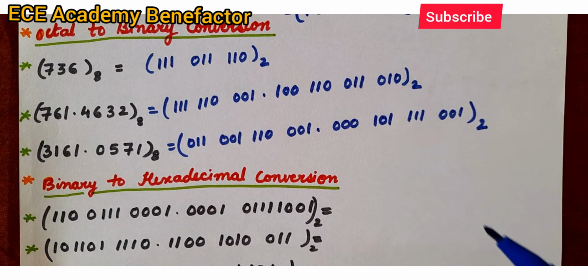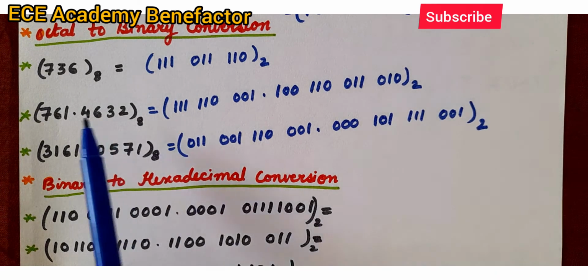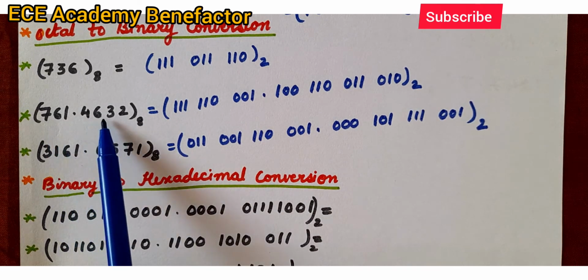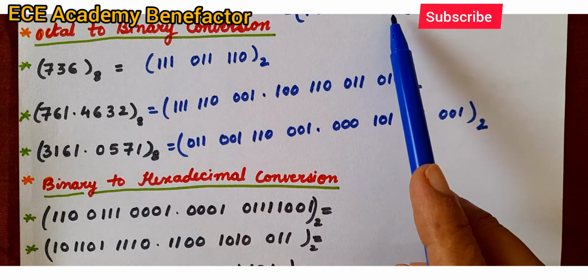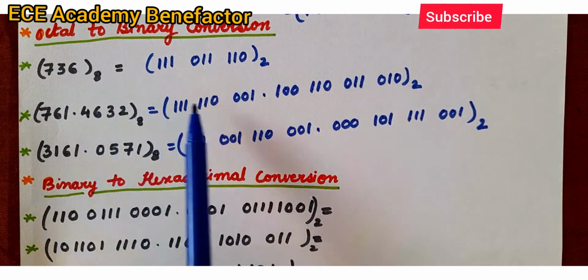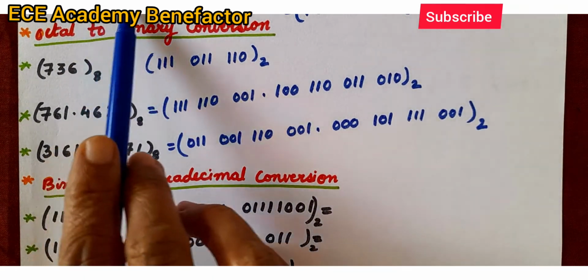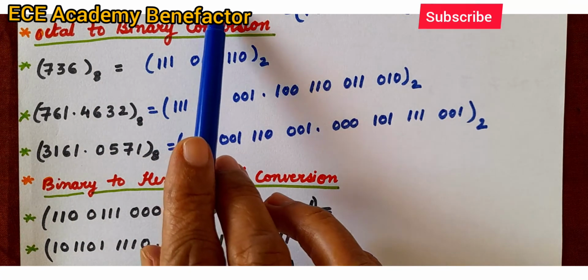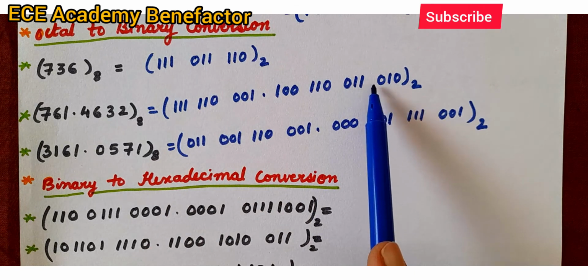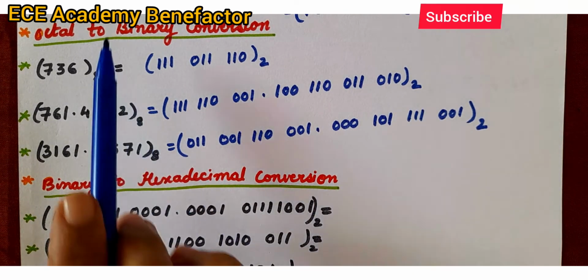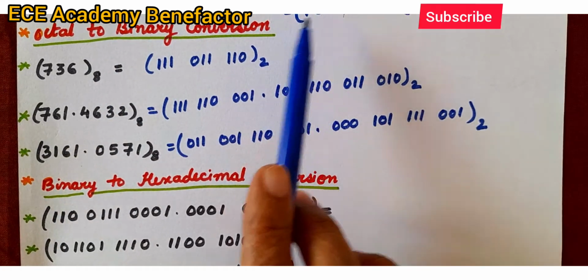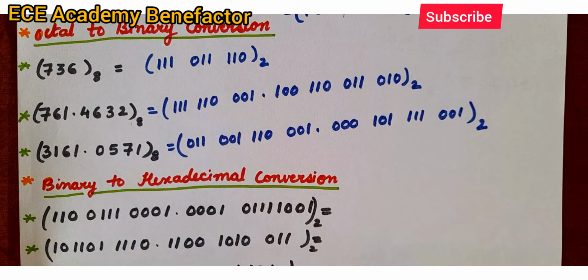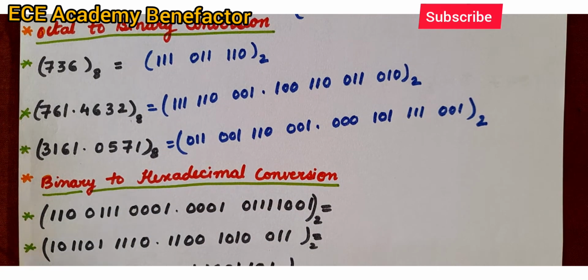So you can verify it. This one, 761.4632, which we got here: 111, 110, 001 dot 100, 110, 011, 010. So here we have done binary to octal and here octal to binary. In this way also we can verify our answer.